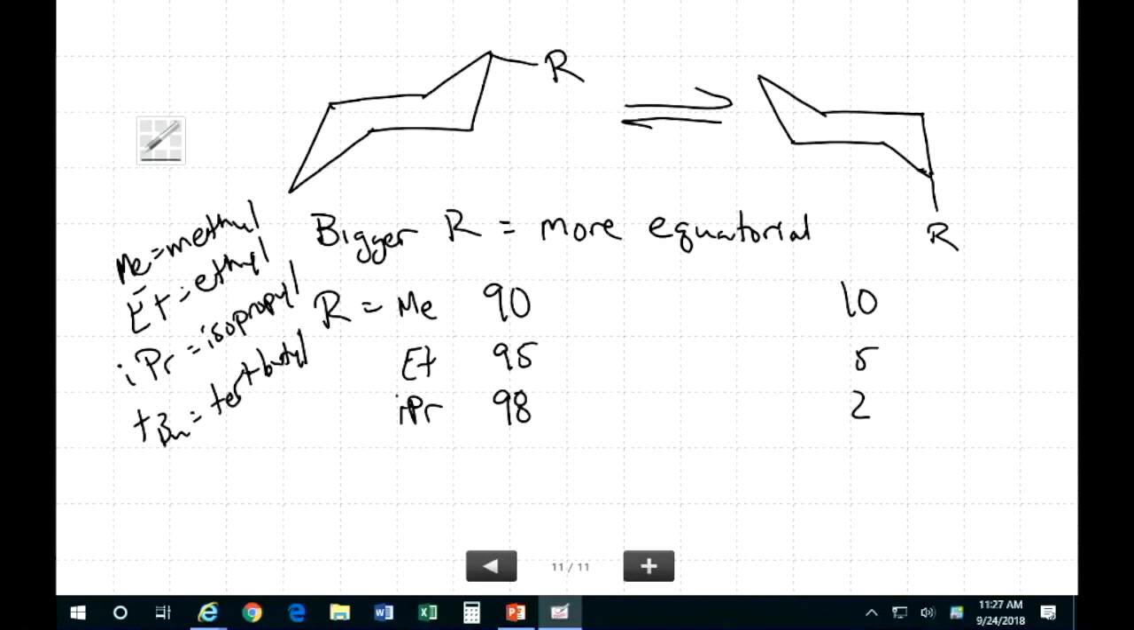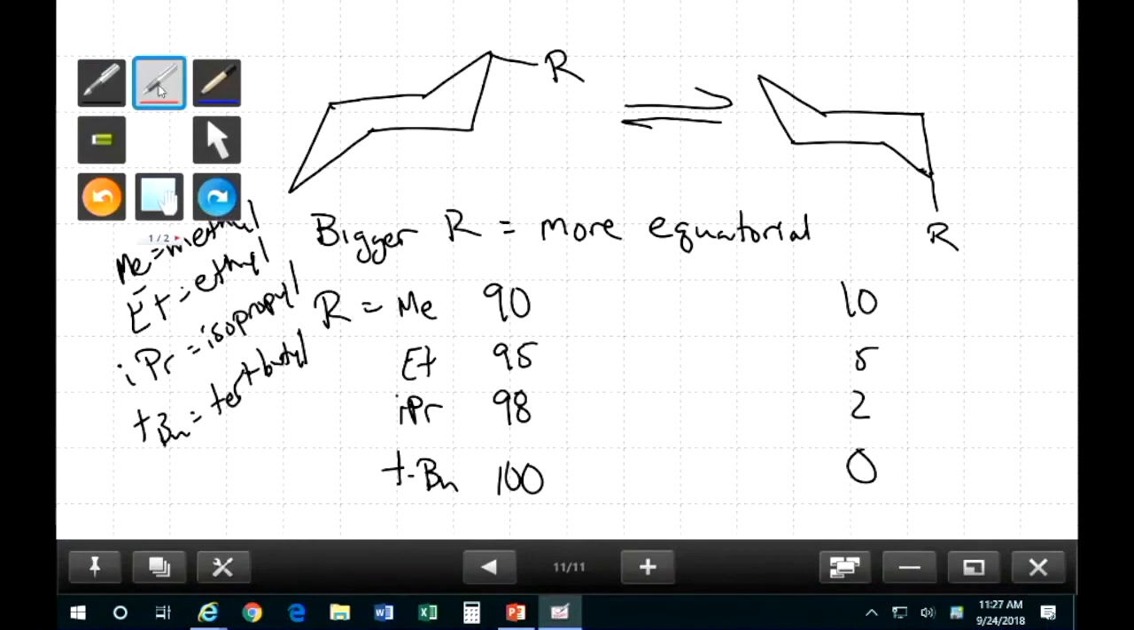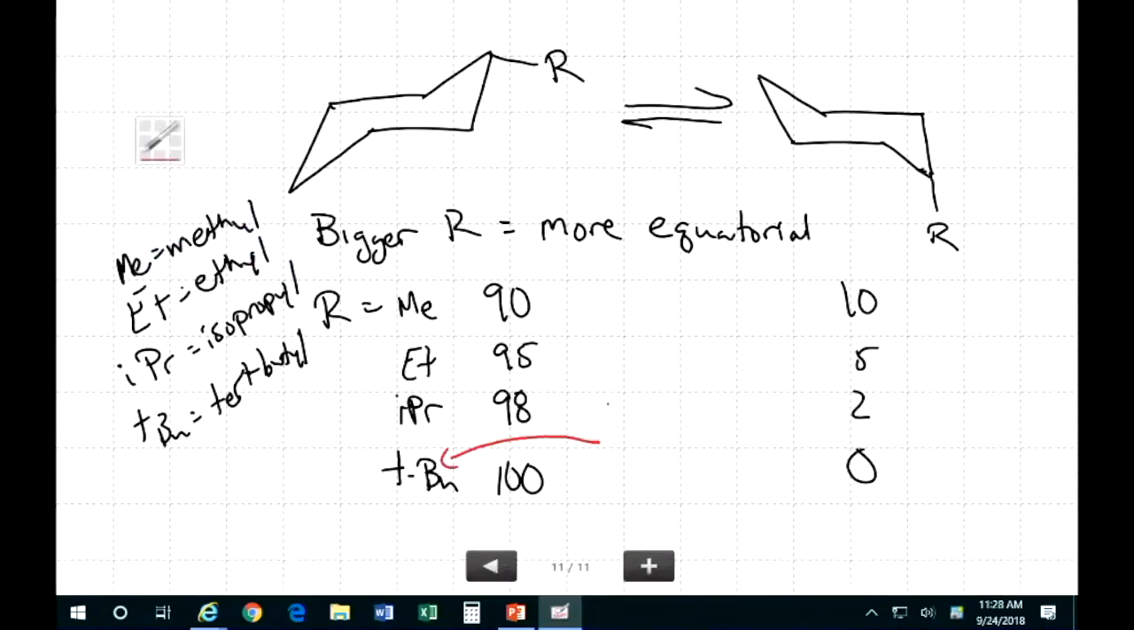So when we go to tert-butyl, that is 100 to 0. Tert-butyl can never be axial. Never axial. If you draw tert-butyl axial, he will come to you when you sleep and he will kill you. Tert-butyl cannot be axial. Tert-butyl is just too big.